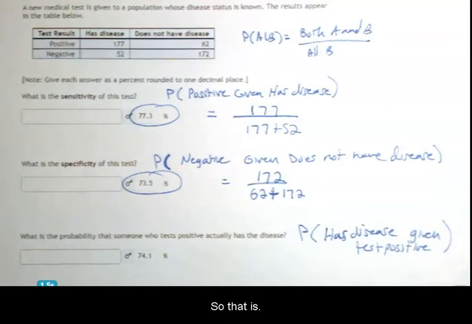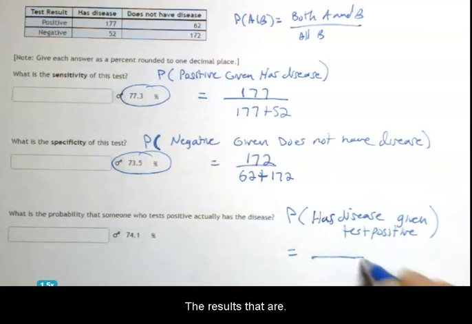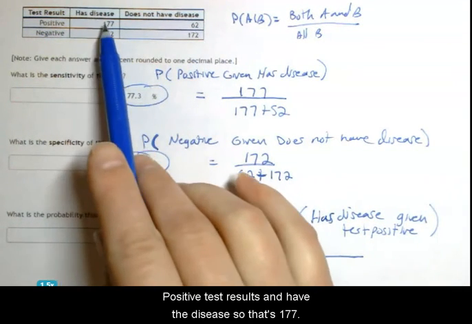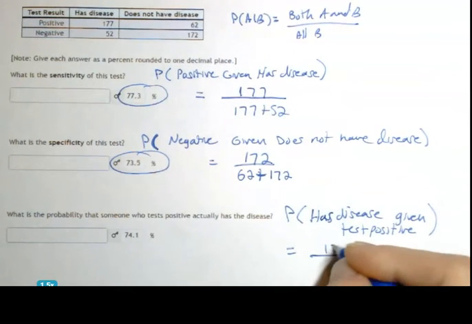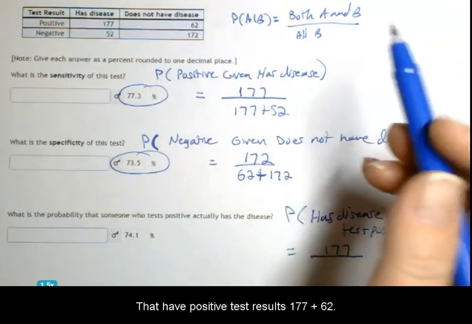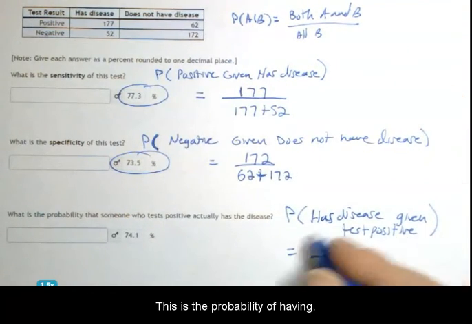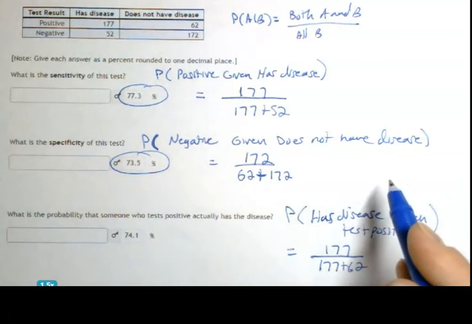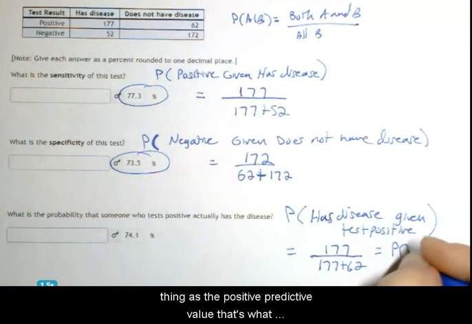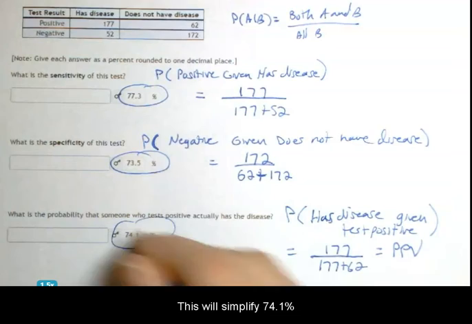So that is the results that are positive test results and have the disease. So that's 177 divided by all that have positive test results, 177 plus 162. So this is the probability of having the disease given a positive test result, and this is the same thing as the positive predictive value. That's what positive predictive value is. This will simplify to 74.1%.